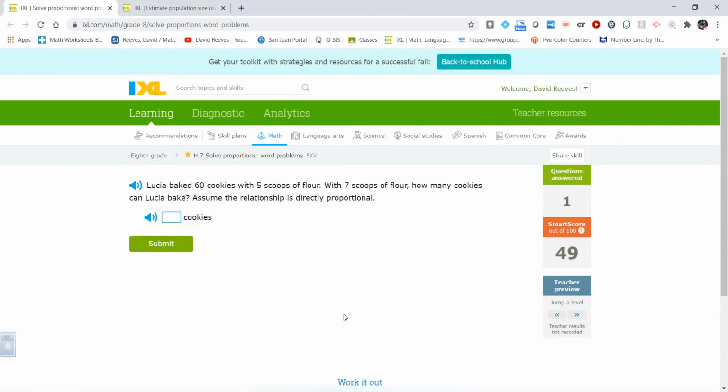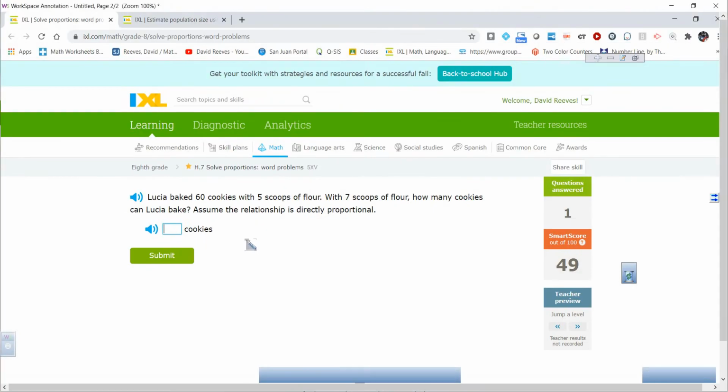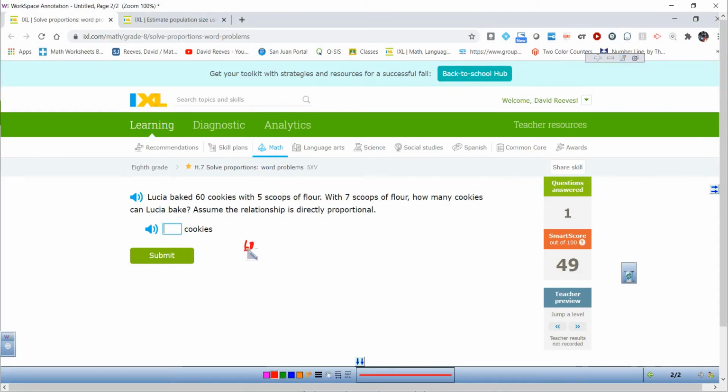It says Lucia bakes 60 cookies with 5 scoops of flour. With 7 scoops of flour, how many cookies can she make? Okay, so again, actually, let me do this. We have 60, we have 5, and we have 7. And then how many? That's going to be our x, right? 1, 2, 3, 4 things. We're going to write our proportion.